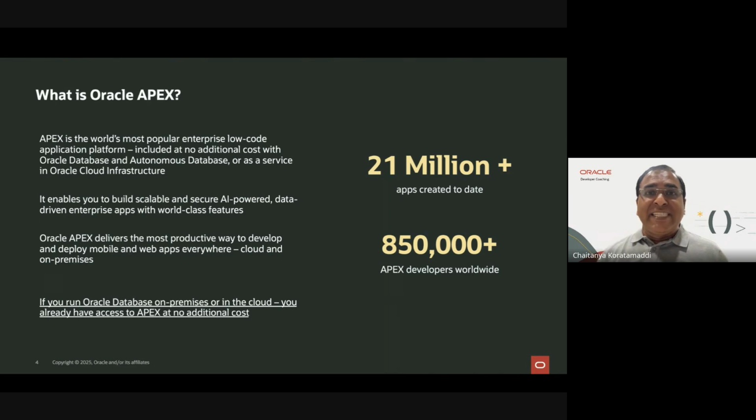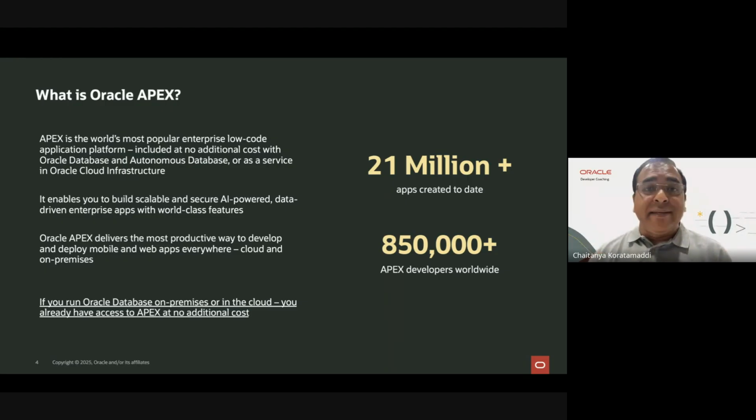Basically, you can build stunning, beautiful applications of responsive nature with Apex quickly in minutes and AI-powered as well. Apex delivers the most productive way to develop and deploy applications, mobile and web applications anywhere. You can build applications on cloud or on-premises or in multi-cloud as well.